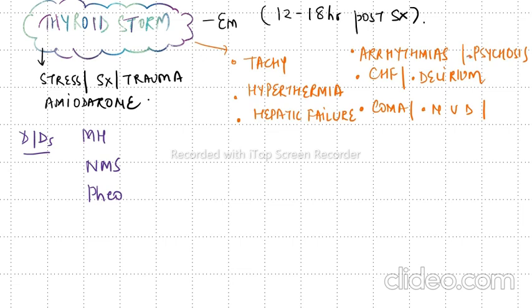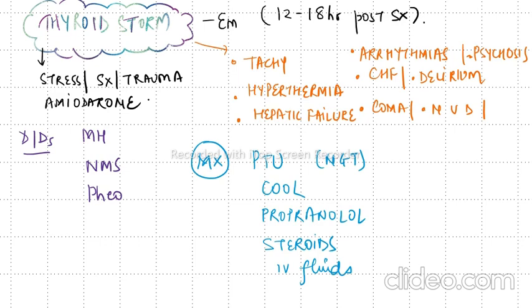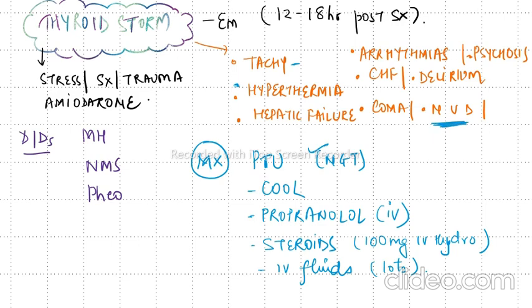And then you will manage by lowering down the high hormone levels by giving propylthiouracil. You can give it by NG tube. Then you have to treat the hyperthermia by externally cooling the patient. You can treat the tachycardia by giving IV propranolol. You should also give steroid cover, around 100 milligram IV hydrocortisone you can give, and you have to give lots of fluid since the patient is losing fluid from nausea, vomiting, diarrhea.